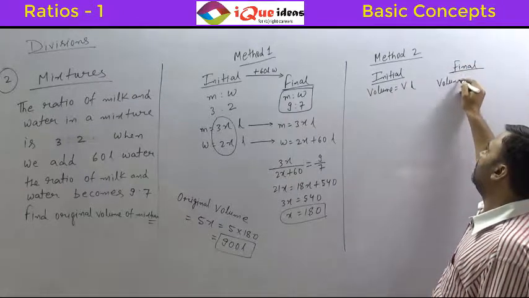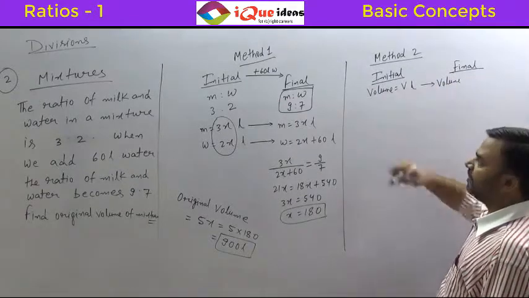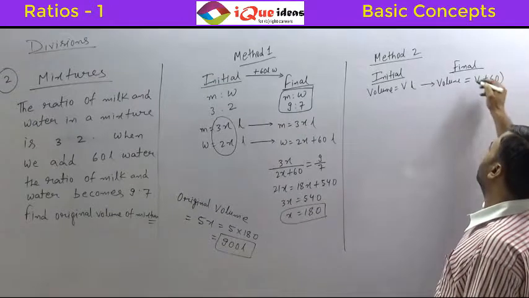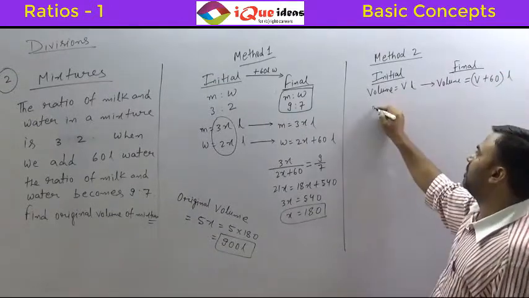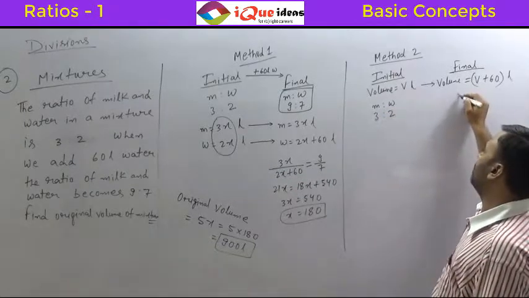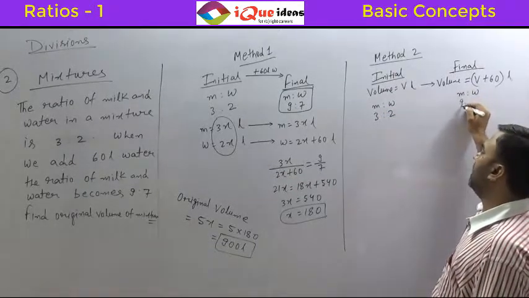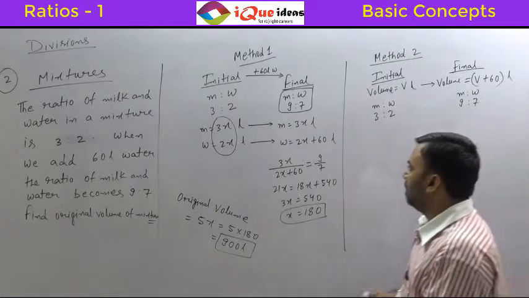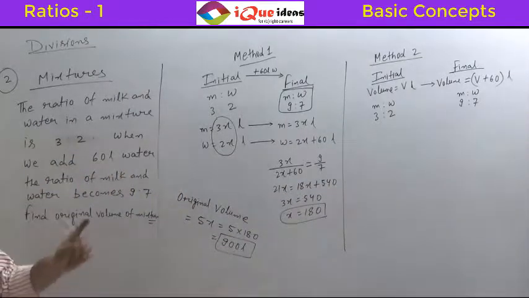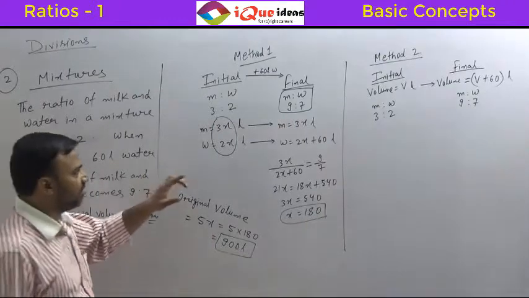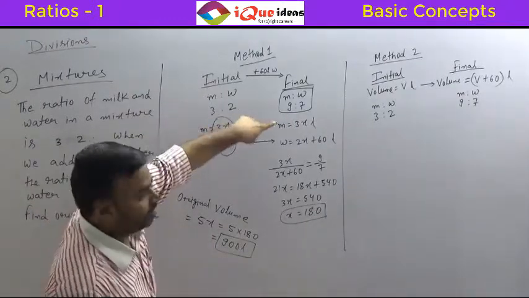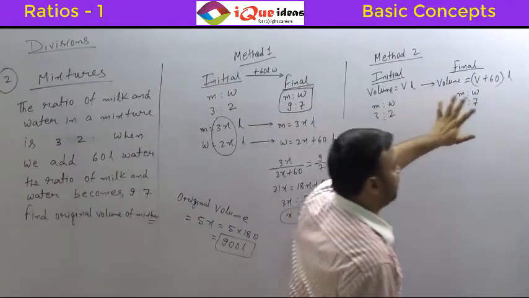The final volume will be, what are we doing? We are adding 60 liter water, so the final volume will be V plus 60 liters. Now here, what is the ratio of milk and water? It is 3:2. And what is the ratio of milk and water in this case? It is 9:7. Right? So we have changed the variable, but the logic still is the same. And what is the basic logic here? The milk quantity is still going to be the same. Right? So here also the milk quantity is going to be the same.